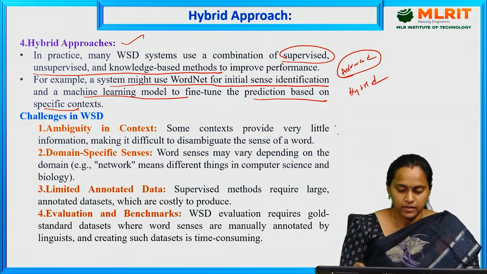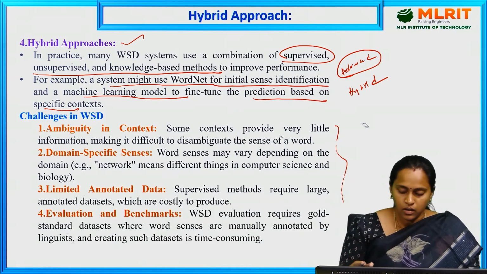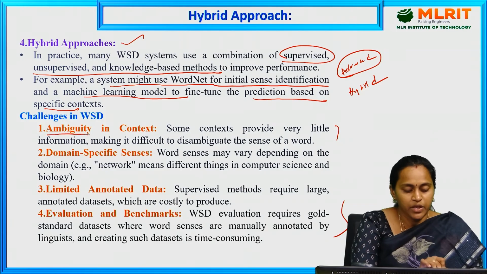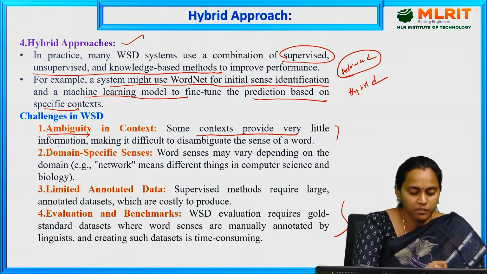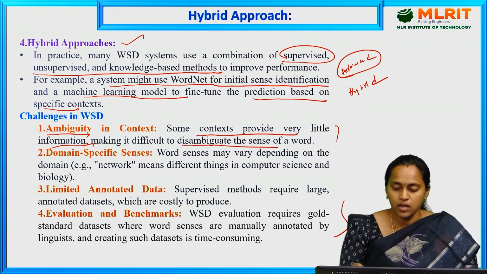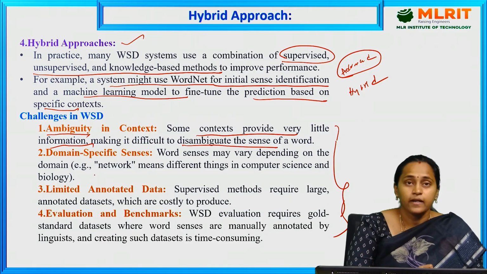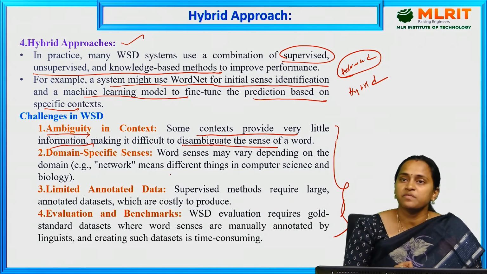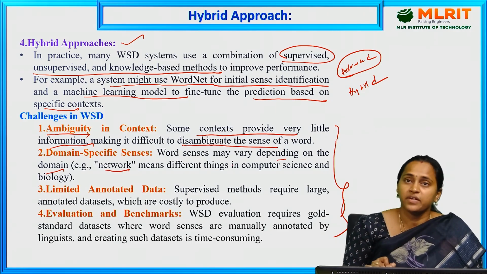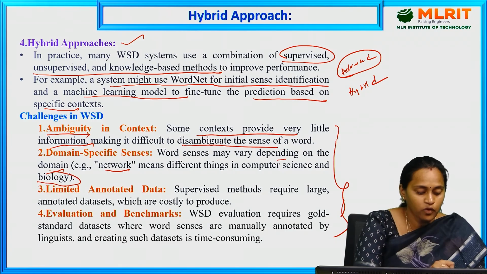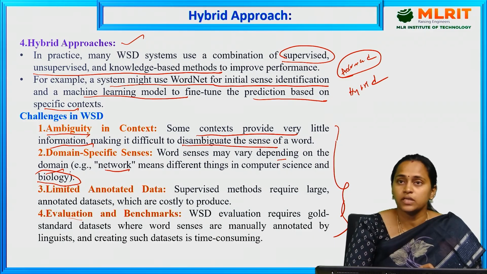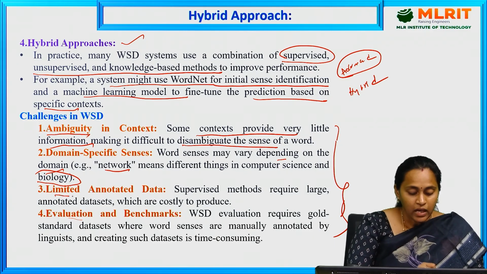Let's see some challenges here. The first one is ambiguity in context. We already know that ambiguity means some contexts provide very little information, making it difficult to disambiguate the sense of the word. Next, domain-specific senses. Word sense varies depending on the domain. For example, network: in computer science, network means one thing, and in biology, the word network is different. Based on the sense, we can use the word.